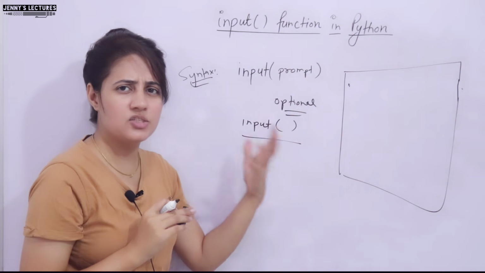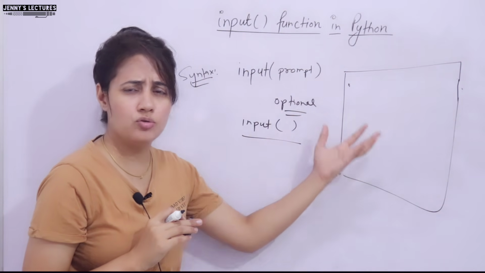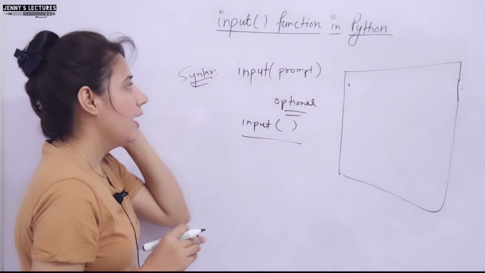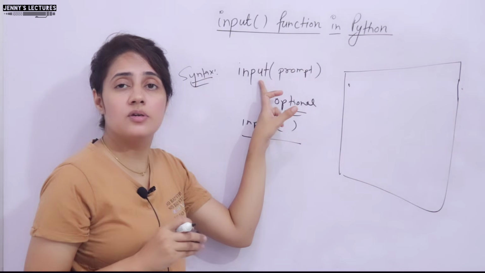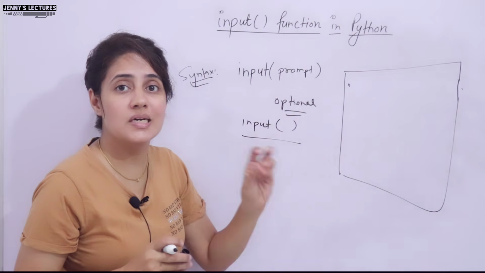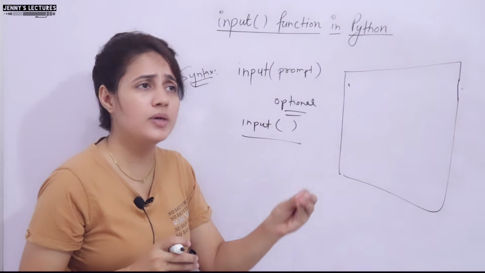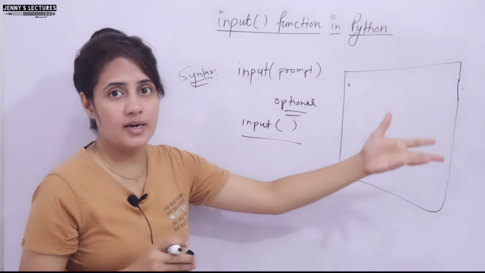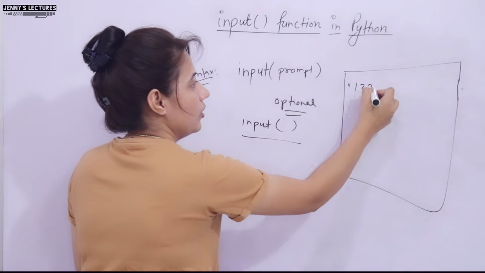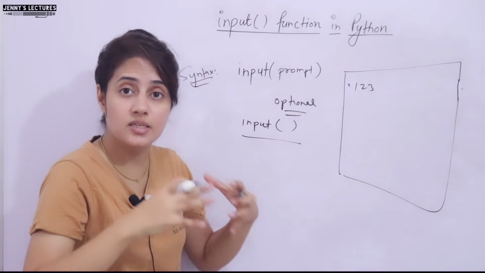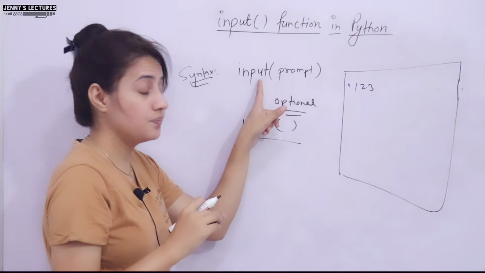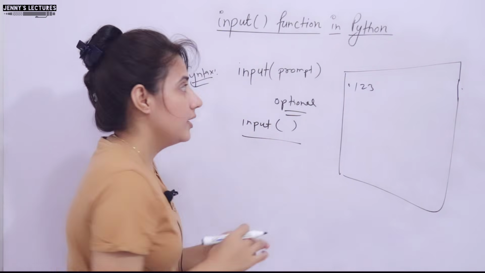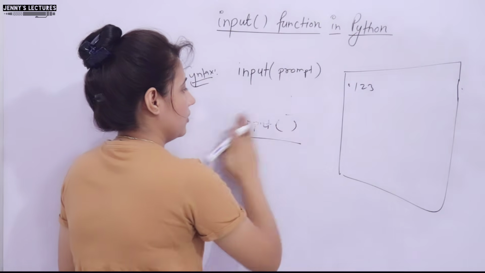It's nothing but any string or message that should be displayed on the screen before taking input from the user. Fine. And by default this input function returns a string. Whatever you enter would be considered a string. If I enter Jenny, that is a string. If I enter my name 123, that would also be considered a string. So by default this will return a string.